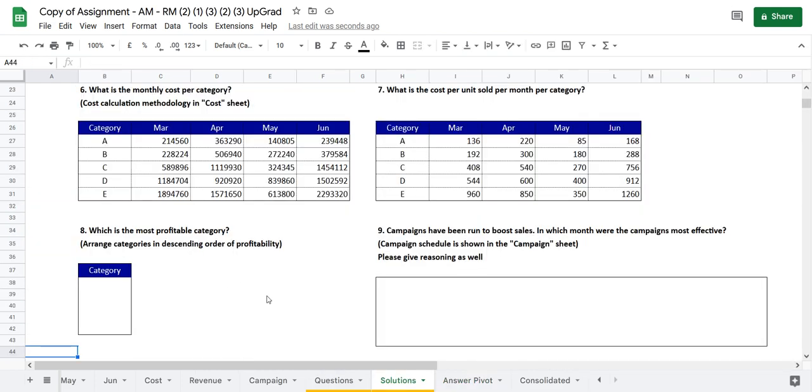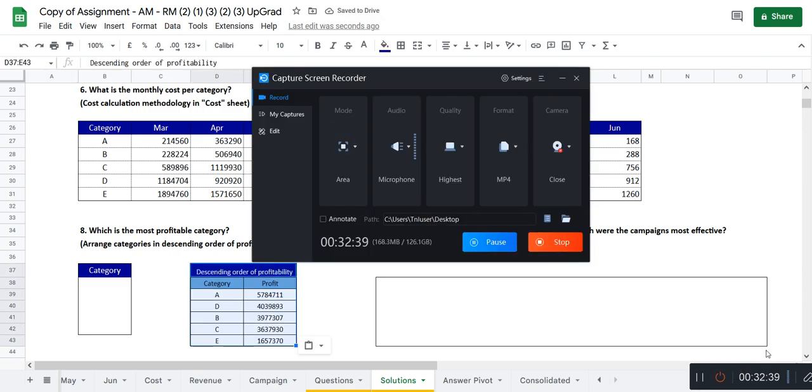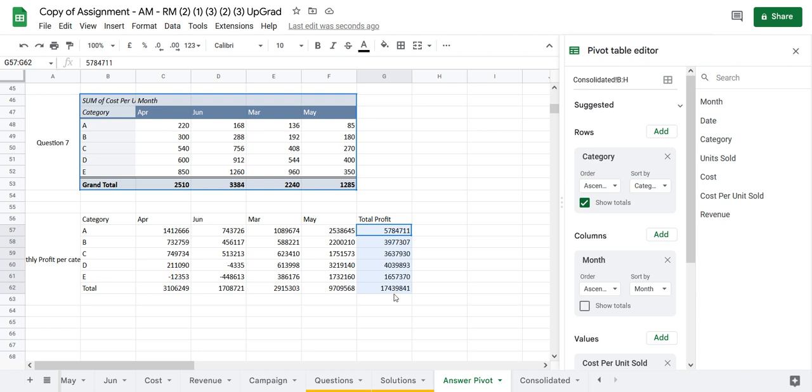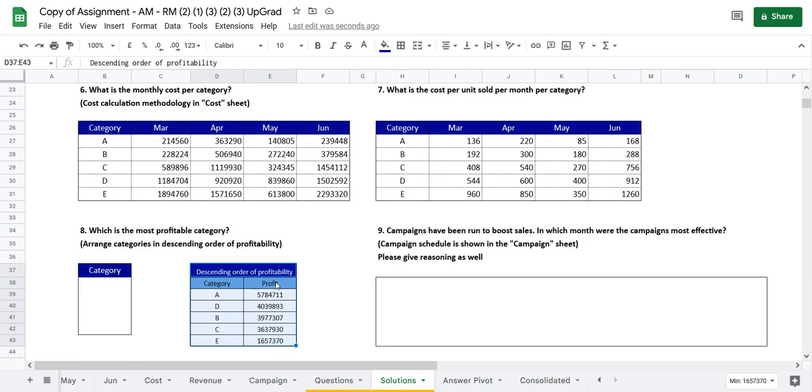Basically here we can create one more table, for arranging that particular thing in the descending order based on the profitability. I'll just copy that table and paste it here. So see what I have done. If you observe this particular table, this is the total profit, and based on this total profit and category, I have arranged these two tables in descending order like this. If you observe carefully, profit of category A is the highest. So here the answer will be category A.